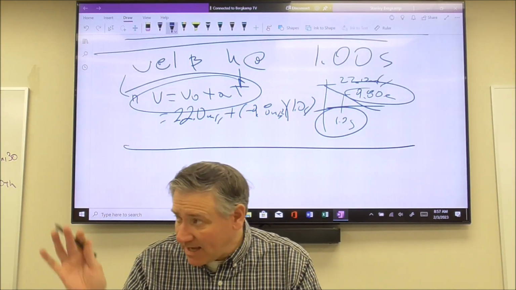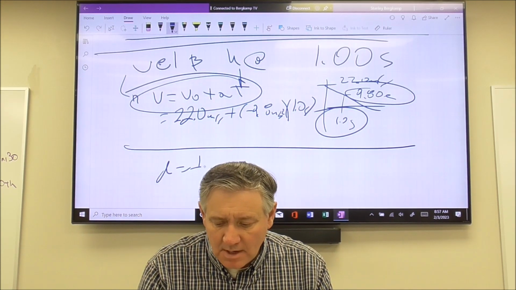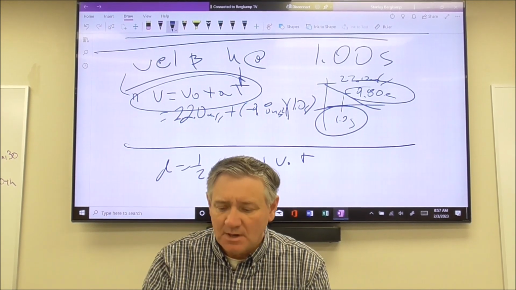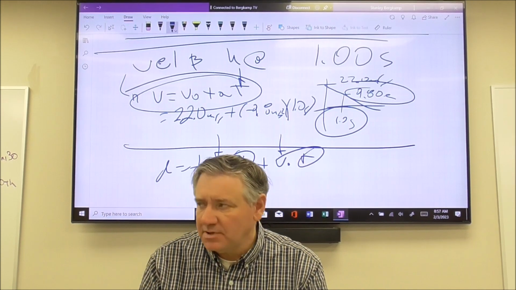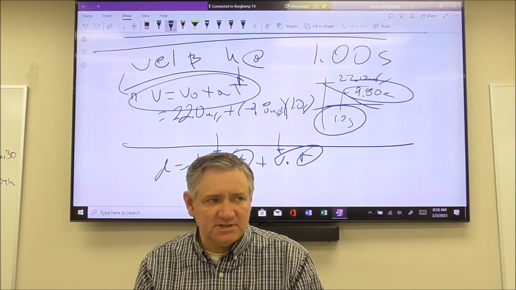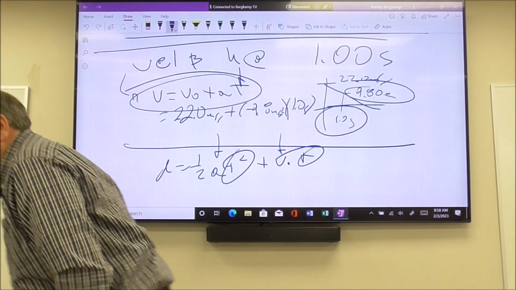Now, to find the height, there is only one way you can do this. And that's doing 1/2 at squared plus v naught time. You know your acceleration, you know your initial velocity, plug in your values of time. That is the only way you can do this. It's a function equation. You plug in the different values of time. Okay.